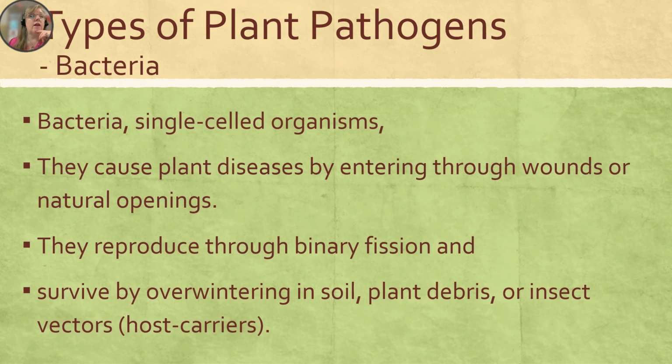All right, now these are bacteria infections. Bacteria are single-celled organisms. They can cause plant diseases by entering through wounds. Say there was a storm and a branch fell off a tree. If the bark is raw where the branch fell off, then the bacteria can get into that wound. Or even natural openings. They're small enough to get in.